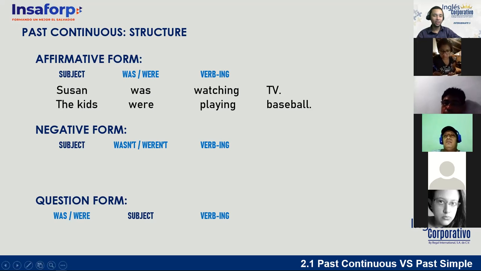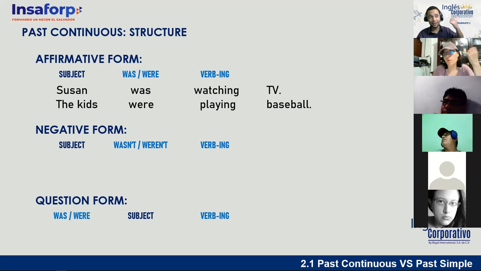Very good. En este caso, Susan is she. Por lo tanto, Susan was. And then the verb in ing. Susan was watching TV. The kids is the equivalent of they. They, correct. So they were playing baseball. Okay. Good. So what's the negative form?